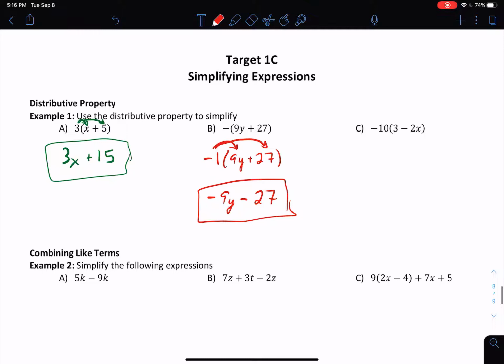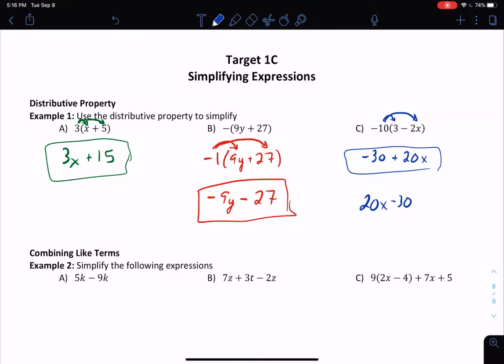All right, and what about this last one? Distribute this -10. So -10 times 3 is -30. -10 times -2x. Negative times negative is going to give me a positive. So -10 times -2x is going to give me positive 20x. Okay? And we can leave it just like that. Typically, we do kind of rewrite it so that the variable is first. But either one of those is correct.